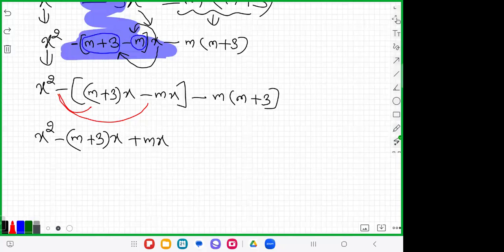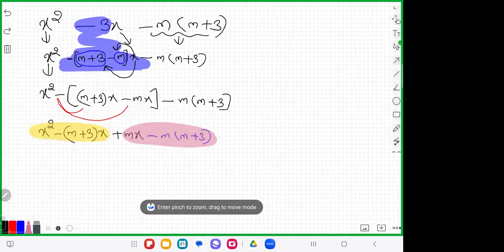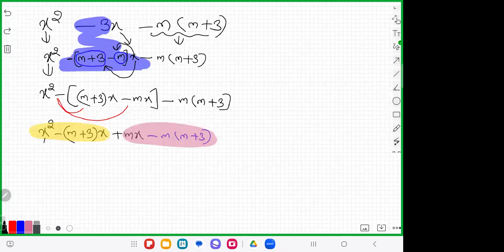Okay. So what is remaining now? The remaining is minus m into m plus 3, minus m into m plus 3. Now we want to take the common outside. Look, the first and second term one can consider together, and the third and fourth you can consider together, and we want to take the common also. In first and second, what is common? This x square is actually x into x, minus m plus 3 into x.